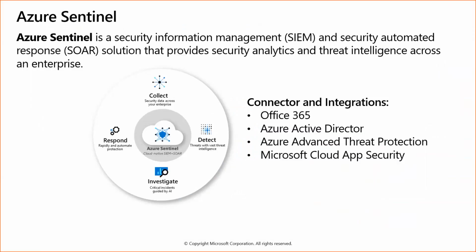Next one is Azure Sentinel. Azure Sentinel is a security information management and security automated response solution that provides security analytics and threat intelligence across an enterprise. So as per the definition, it is like information and security system which provides reports, and it also has threat intelligence, so using which we can protect our enterprise in all the sectors, like it has connector integrations with Office 365, like our Outlook email, SharePoint, and all the Office 365 apps are protected through Azure Sentinel.